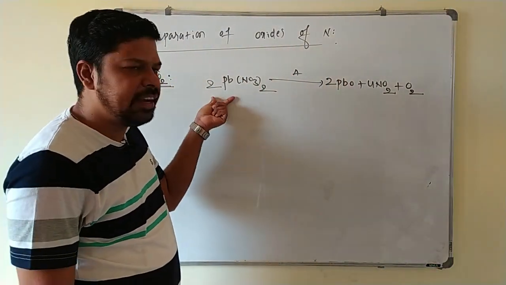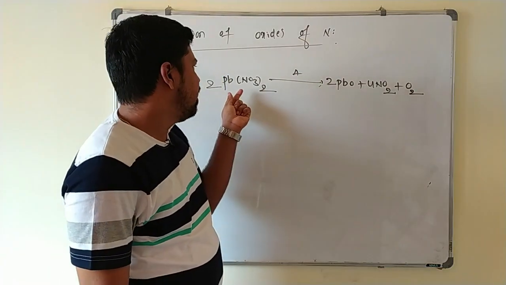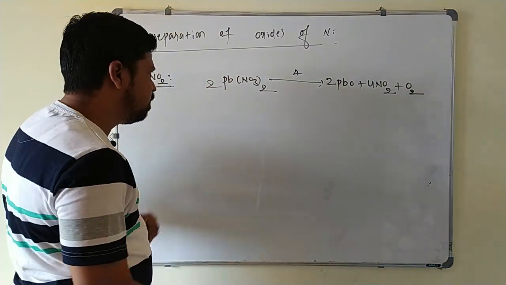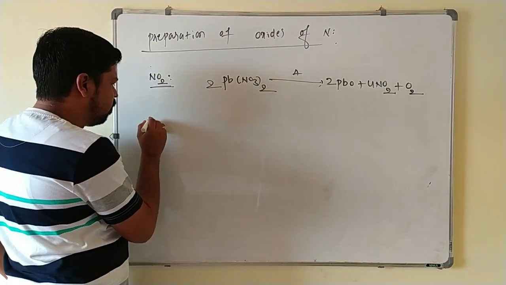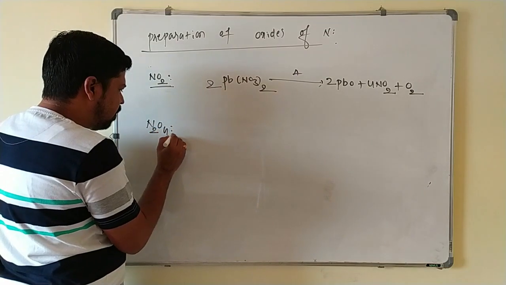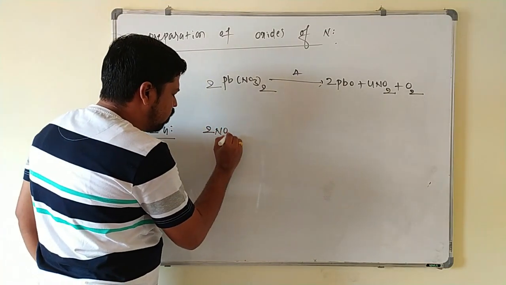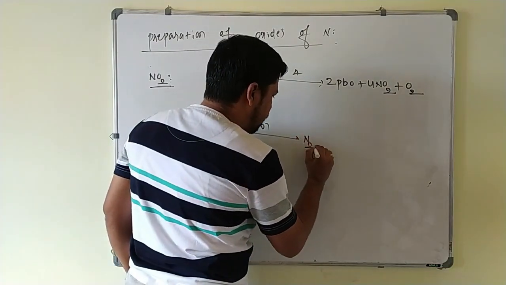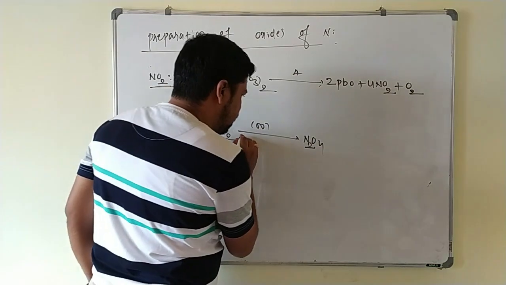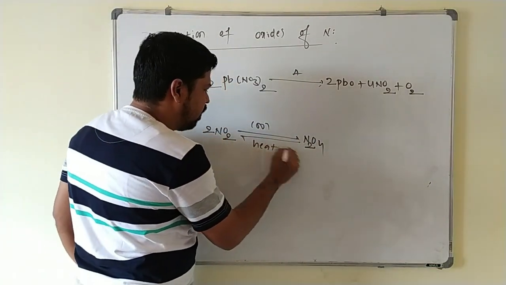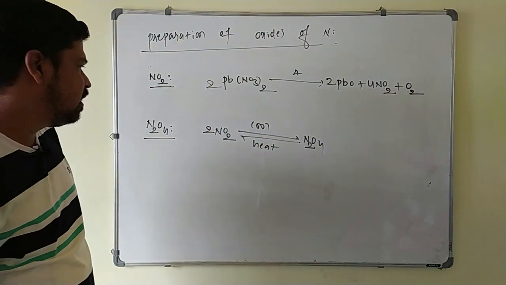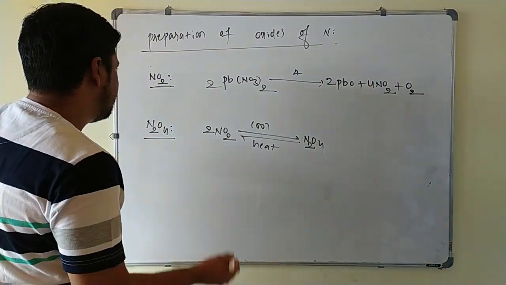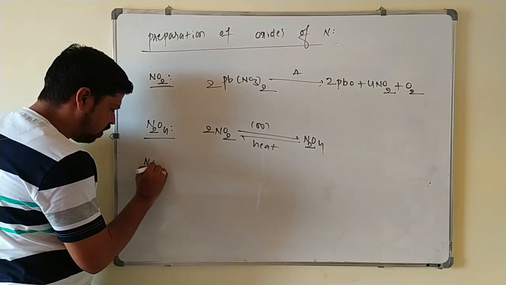NO2 is obtained by heating lead nitrate. If you heat lead nitrate, it undergoes decomposition to give lead oxide, NO2 and O2. Now this N2O4, its dimeric form. N2O4 can be prepared simply by taking 2 moles of NO2. On cooling, it will undergo dimerization to form N2O4. If you heat this N2O4, again you will get back NO2. So this N2O4 is nothing but the dimeric form of NO2.